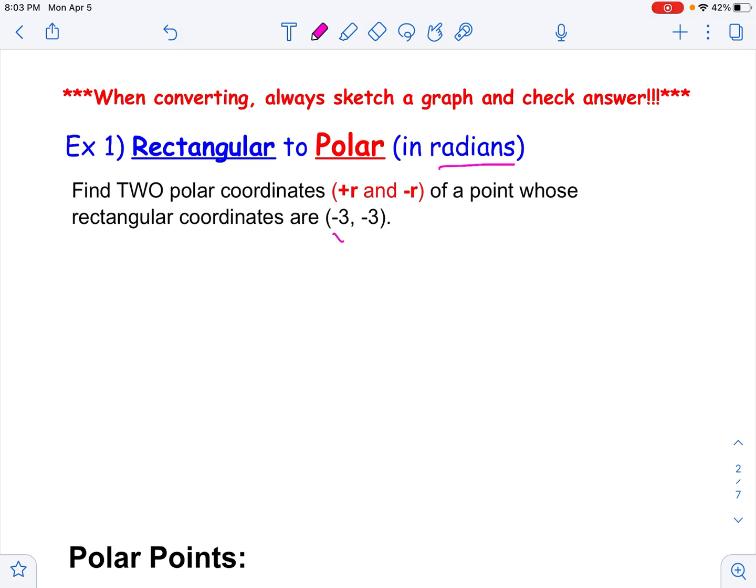So the xy point that we're looking at is (-3, -3). If I were to graph that point, I know I go back 3 and down 3. So I know my point has to end up in quadrant 3. All right, so let's find r first.